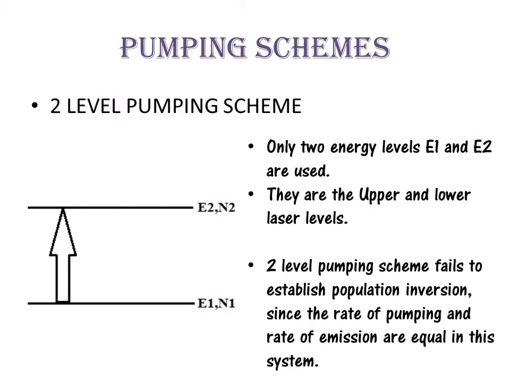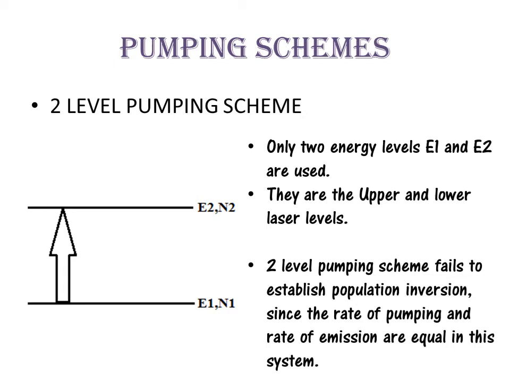Now we will see the pumping schemes. There are three different types of pumping schemes. The first one depends upon how many energy levels we make use of in order to create population inversion. So the first one is the 2-level pumping scheme, and the other two are the 3-level and 4-level schemes. So we will start with this 2-level scheme. It is actually just a hypothetical situation. It is not possible to have a 2-level pumping scheme and create population inversion.